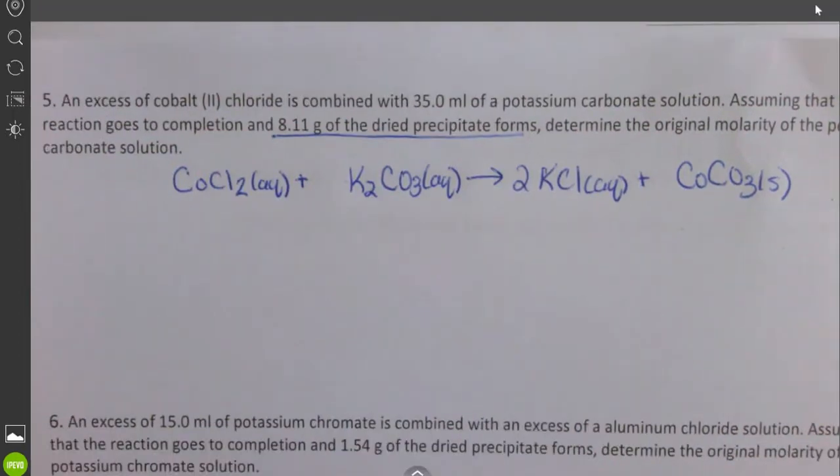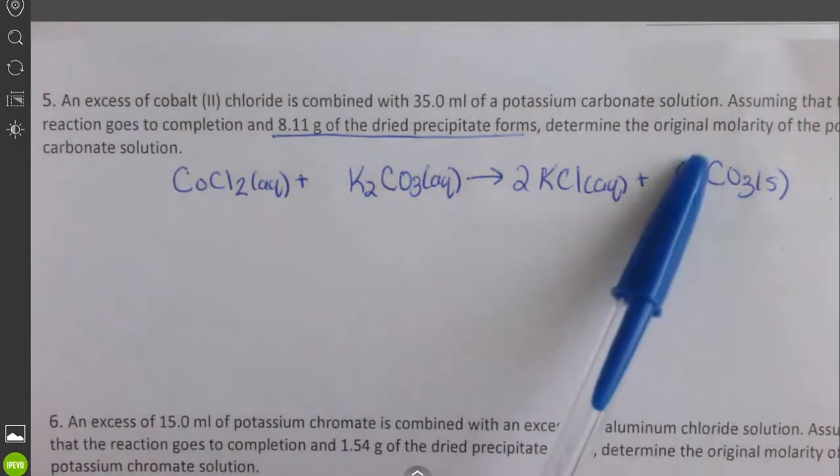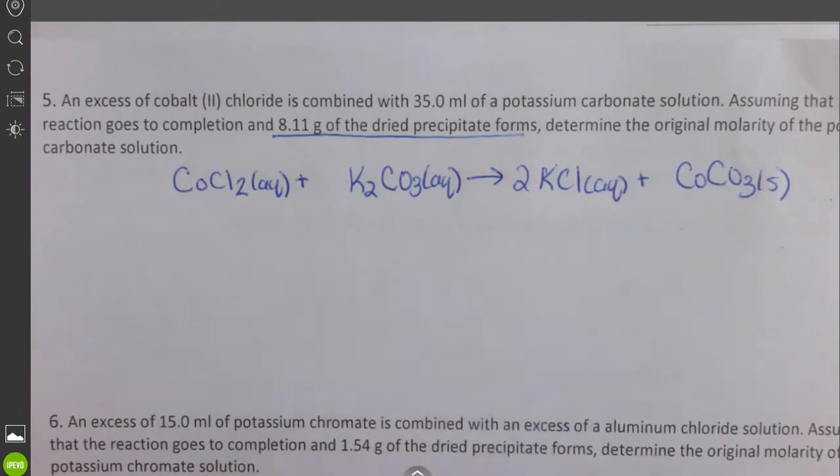All right, so this is the final part of our stoichiometry with precipitation reactions. This is a lot shorter amount of steps. We're going to basically be given the amount of precipitate that forms, and then we'll work backwards to figure out the original molarity or the original volume of one of the reactants that was used.